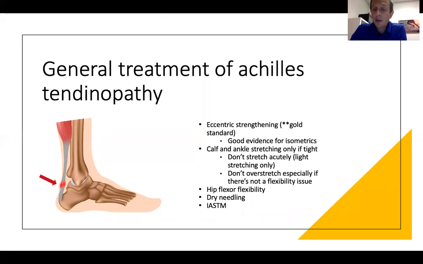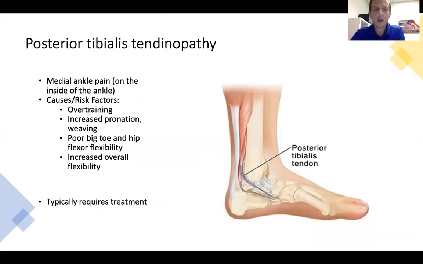Calf and ankle stretching only if there's an inflexibility issue. We don't want to stretch an acute tendon injury or acute muscle injury that can actually make it take longer to heal. Sometimes we see a correlation with poor hip flexor flexibility. Dry needling, interestingly, can help with this. And sometimes what we refer to as scraping or instrument-assisted soft tissue mobilization can help if there's scar tissue that's adhered to the surrounding structures.